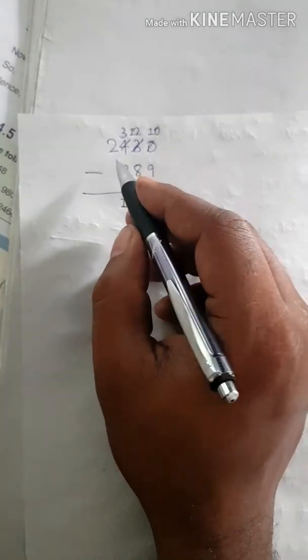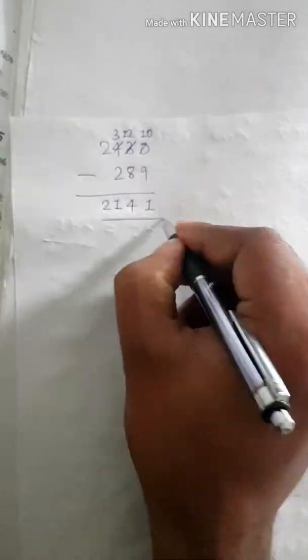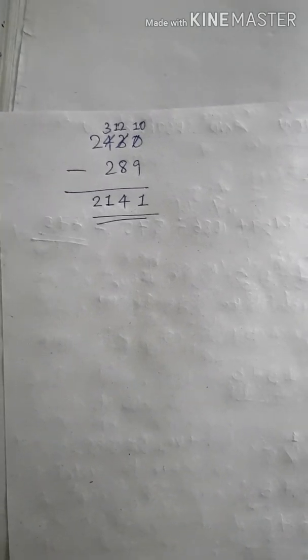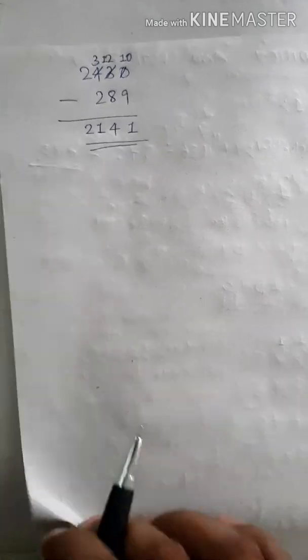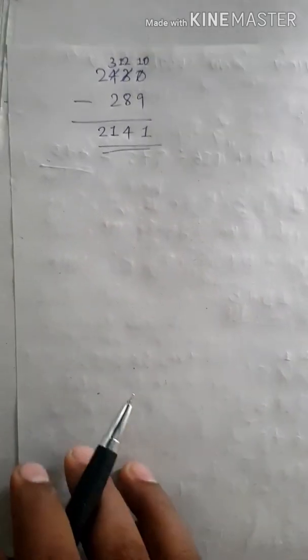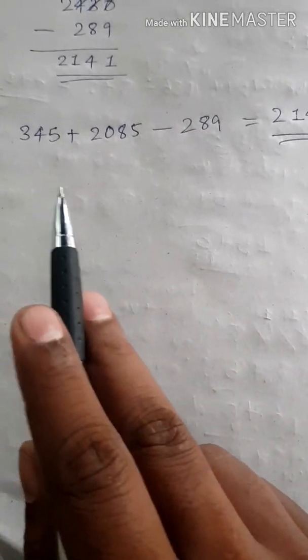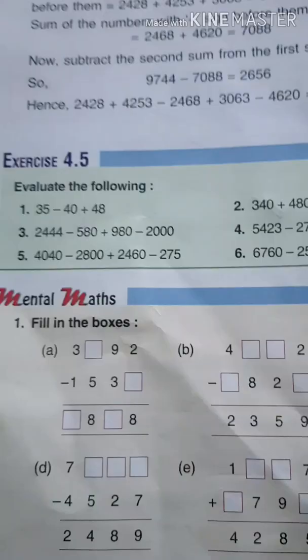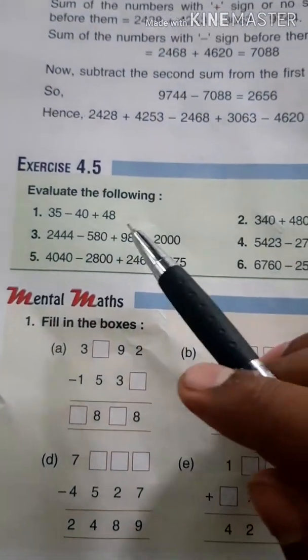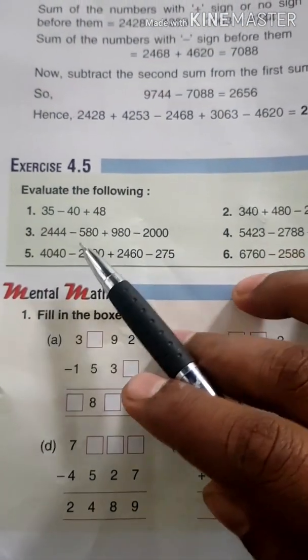Next thousands column, 2, we can write it here. So the answer is 2141. Understood? So now let us write like this: 345 plus 2085 minus 289 is equal to 2141. Understood?